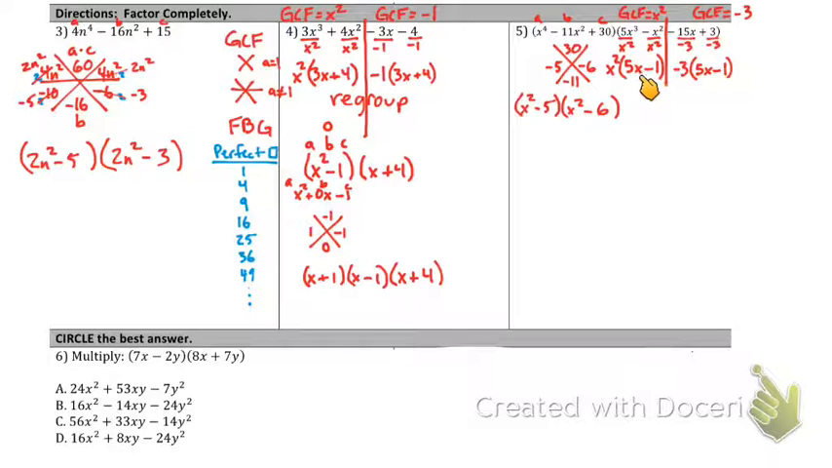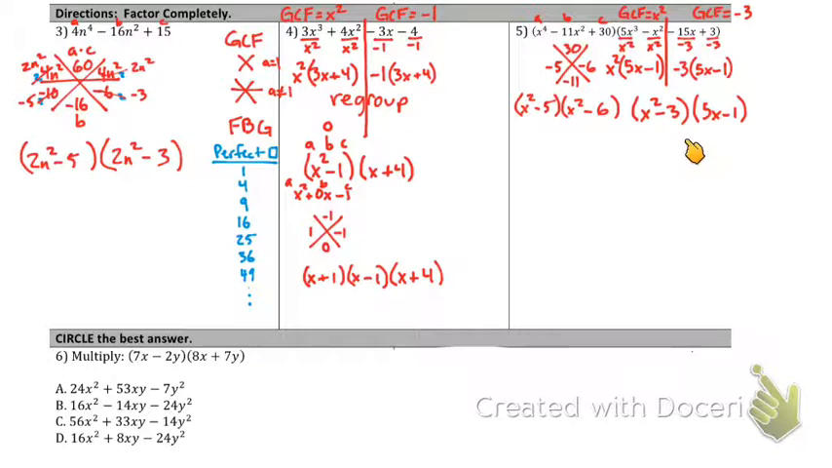Now, to make sure we can regroup, check the parentheses. Are they identical? They are. So now I can just write my GCFs together. So regroup the GCFs together. That's going to be x squared minus 3. And then regroup the factors together in 1. Because they're identical, we can write them down as 1.